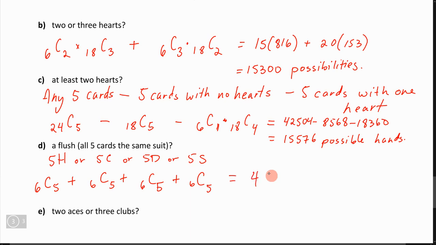We get 4 times 6 choose 5, and simplifying that is 4 times 6, which is equal to 24 possible hands. There are 24 ways to get a flush.